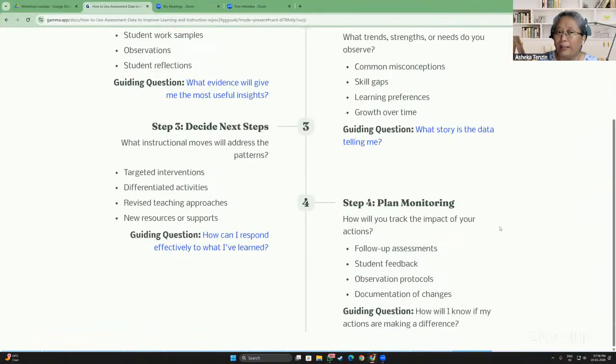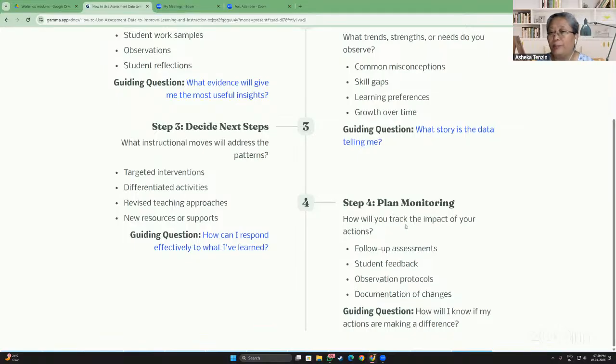Now, after you have got the patterns, what will you do? You decide the next steps. What instructional moves will address the patterns? In order to improve these patterns, how do I respond effectively to what I have learned about my students? Okay, are you going to do targeted interventions for students? How much of differentiated activities are you going to do? Okay, are you going to revise? Okay, or do you need new resources or supports? Does it need to be scaffolded? Do you need a support for the student? Okay, so you decide the next steps. What instructional moves will you do?